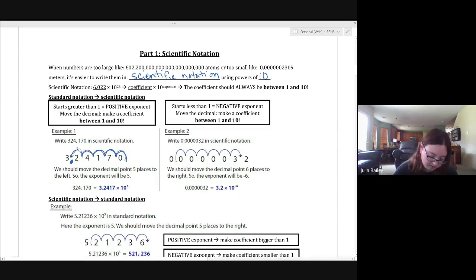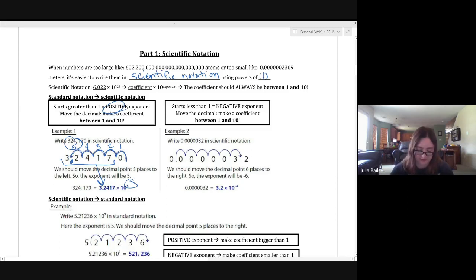And because we moved it 5 times to get there, that tells me to make the exponent not just a positive exponent, which we already knew it should be positive because we started with a large number, but specifically a positive 5. So our new coefficient is the 3.2417 we made when we moved the decimal. And then our exponent becomes a positive 5 because we moved it 5 times.